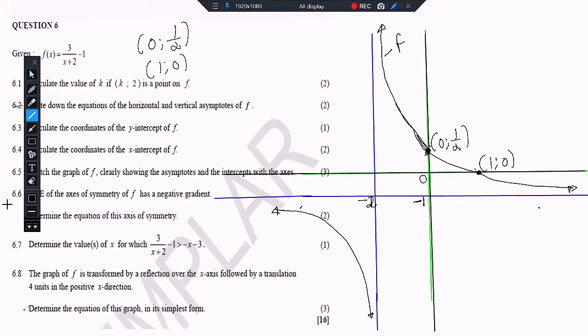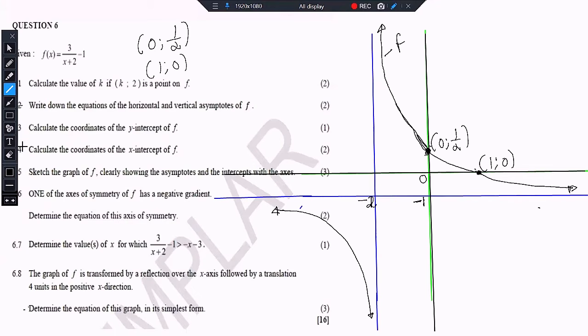Right. Okay, so now we are through with that one. Let's now move to, they say, one of the axes of symmetry of F has a negative gradient. Determine the equation of this axis of symmetry. So I don't want to erase this as yet.